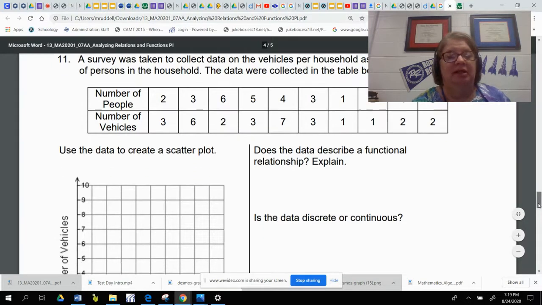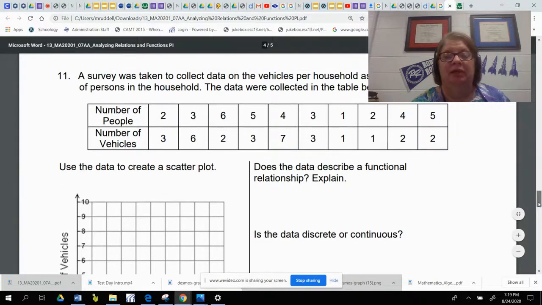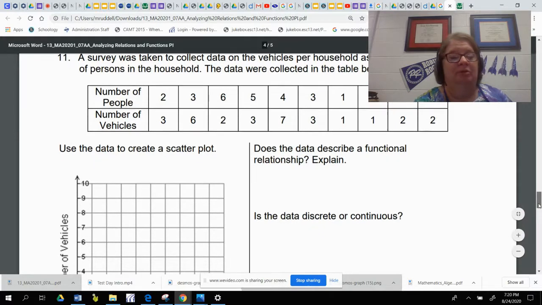A survey was taken to collect data on the vehicles per household as related to the number of persons in the household. The data were collected in the table below. So what are we comparing? The number of people and the number of vehicles. Use the data to create a scatter plot. Do you think this is going to be a function? Does the number of people in the household determine how many cars we have? Is it a function? Is it discrete or continuous?